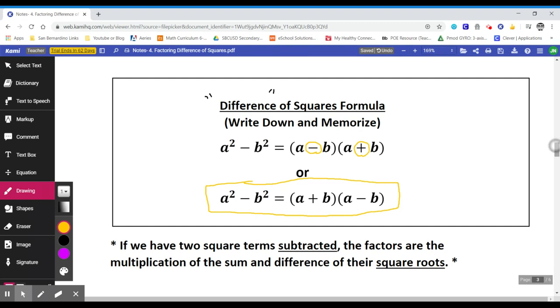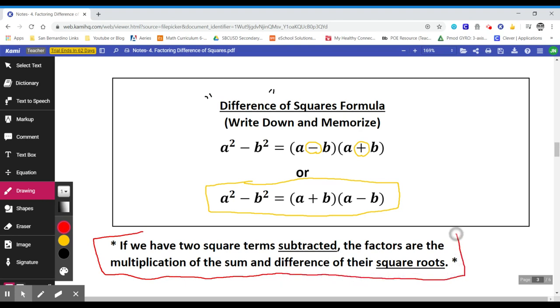Okay, so now what does that say in plain old English? So right here, I started for you. I put a little asterisk. Wait, let me make a better rectangle. If we have two squared terms subtracted, the factors are the multiplication of the sum and difference of their square roots. So there is where the first two tables that I had you copy down come into play. If you know your squares and you know your square roots, this is going to be a piece of cake for you.